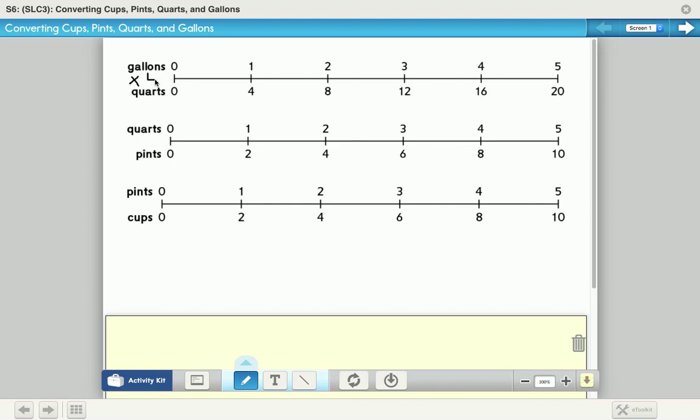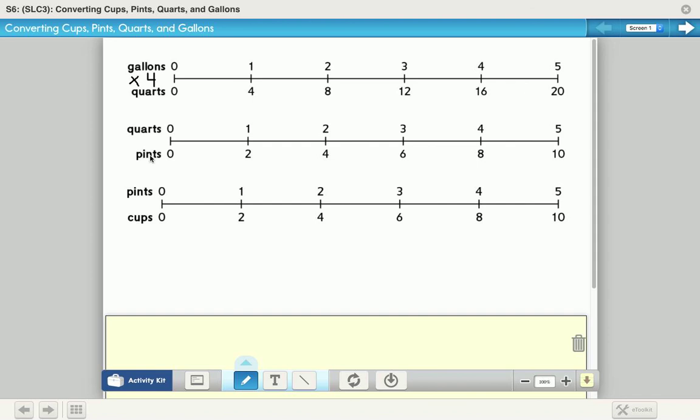And we know that if you're going the opposite way, if we're changing quarts into gallons, instead of multiplying times 4, we would divide by 4. So 4 divided by 4 is 1, 8 divided by 4 is 2, 12 divided by 4 is 3, 16 divided by 4 is 4, and 20 divided by 4 is 5.